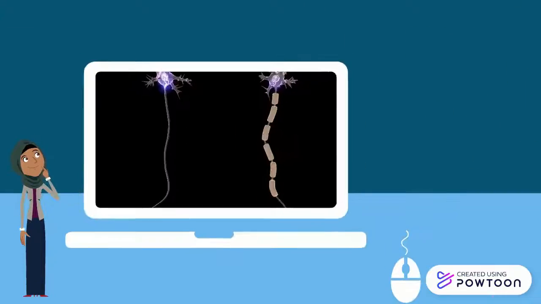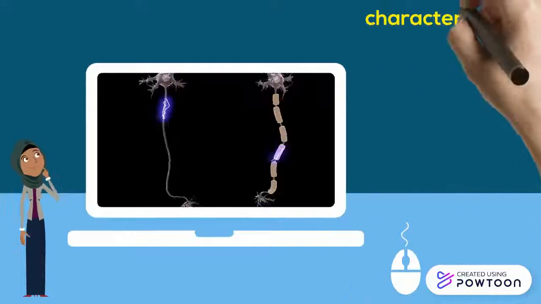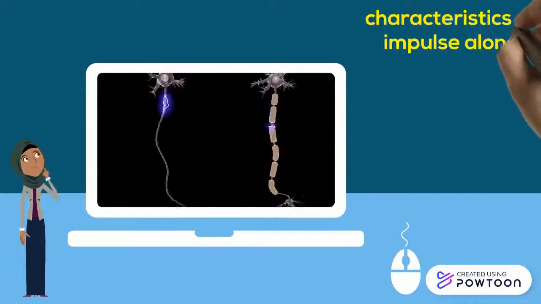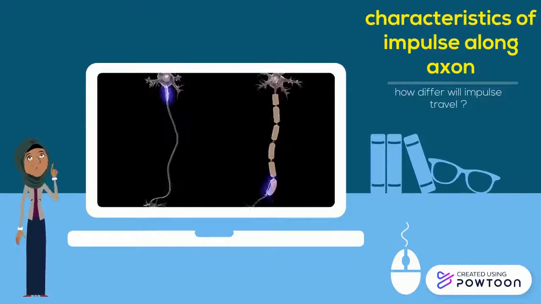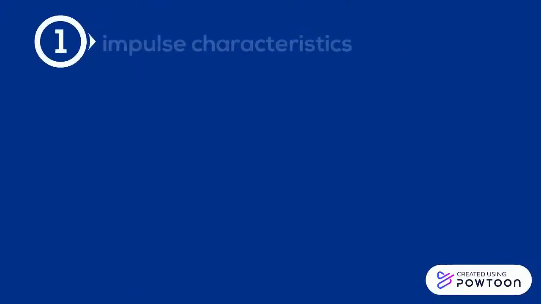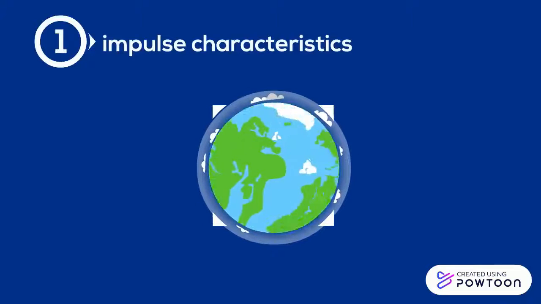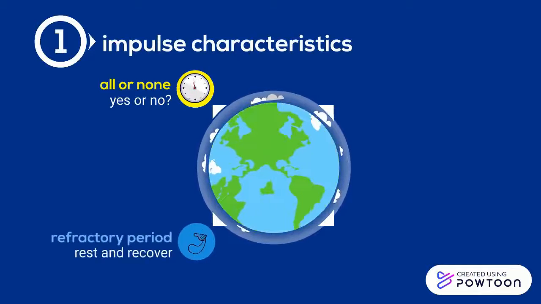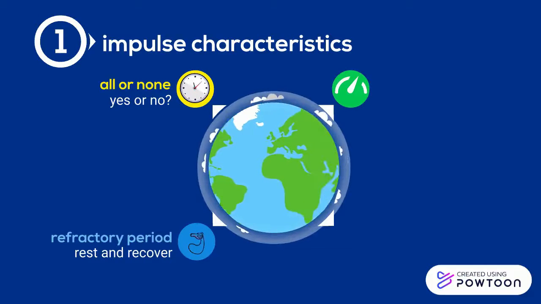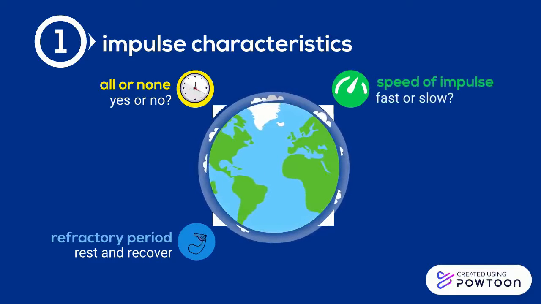We are going to discuss the characteristics of impulse along the axon, which addresses how impulses travel differently based on certain factors. An impulse can be an all or none response, which generally means either they are generated or not. They have a refractory period to rest and recover and travel at different speeds. They can automatically be generated along the axon through self-propagation.